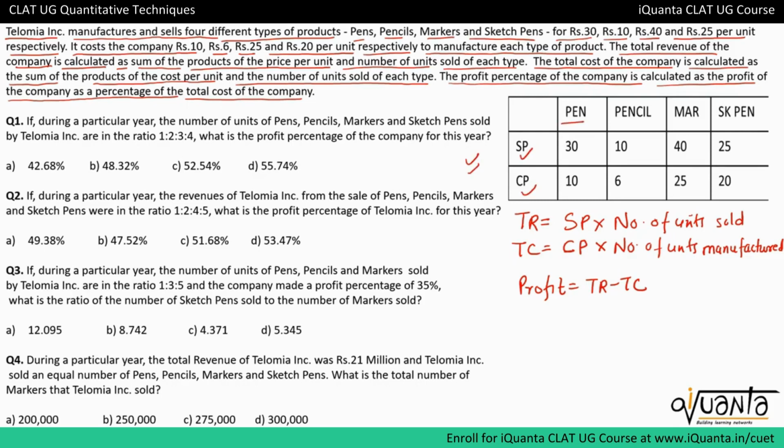the table here. Now the first question is, if during a particular year the number of units of pens, pencils, markers and sketch pens sold by Telomia Incorporations are in the ratio 1, 2, 3, 4, what is the profit percentage of the company for this year? Now the number of units of the products given are in the ratio 1, ratio 2, ratio 3, ratio 4.